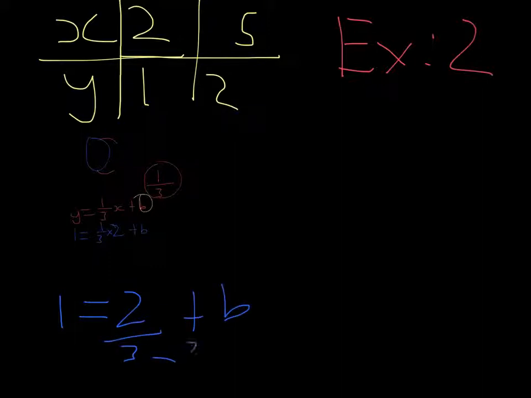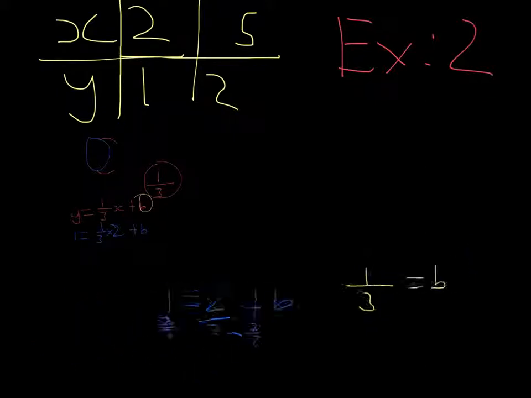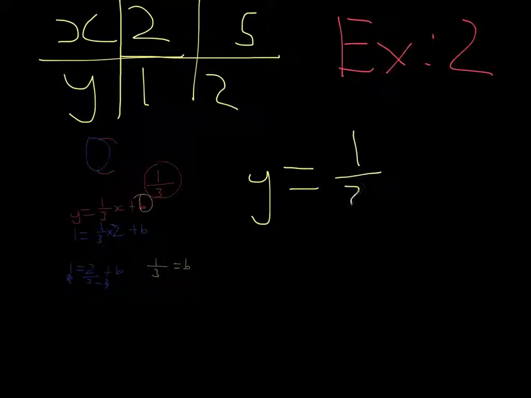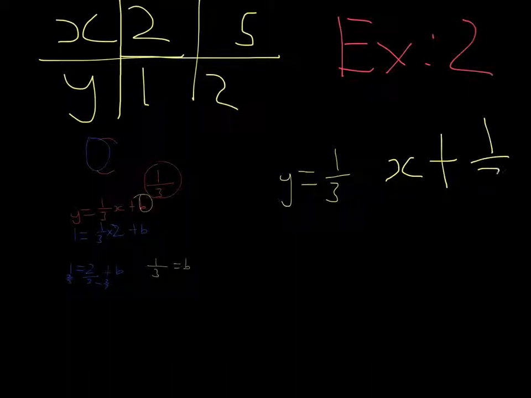We can just minus 2 over 3 from both sides, which would then equal 1 over 3 equals b. So now we know what b is and we know what a is. So we can now work out what the rule is. So the rule will be y equals a, which is 1 over 3, x plus 1 over 3. That's the rule.